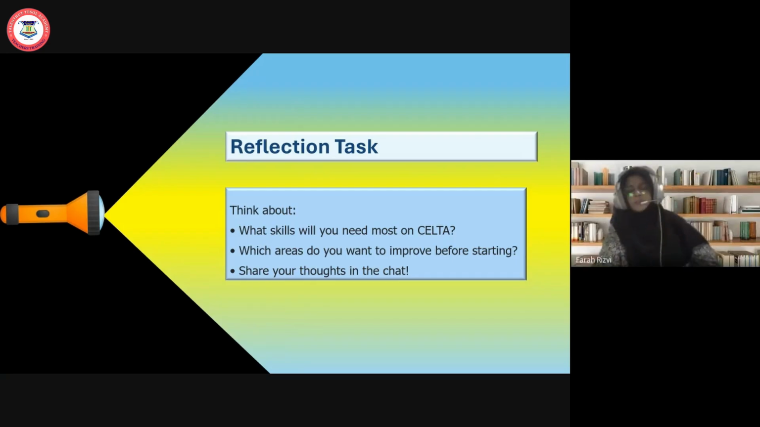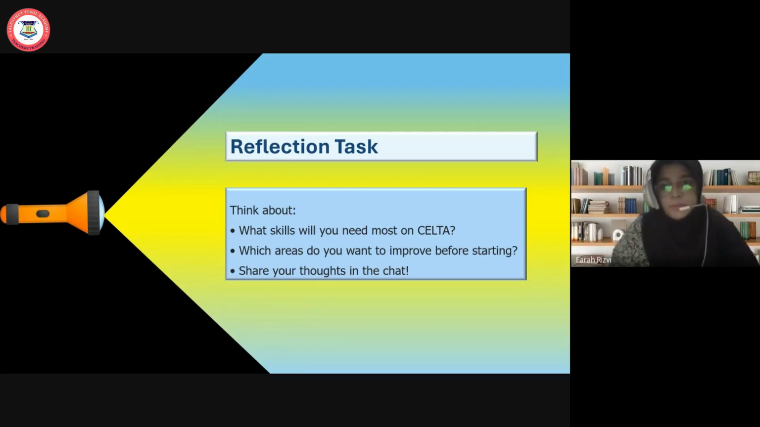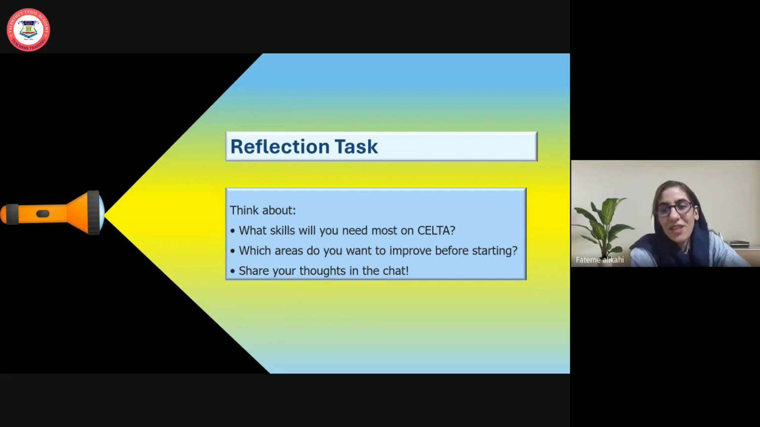Yes, you are very right, Fatmi. They are going to be your best friend in your teaching practices, whether you are doing CELTA or applying these ICQs and CCQs in your daily classrooms. Okay, thank you.